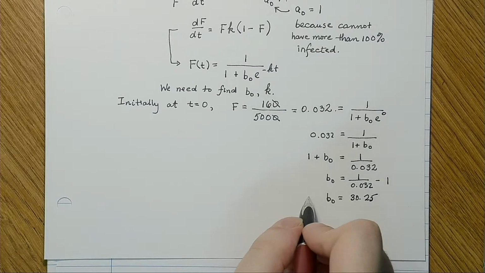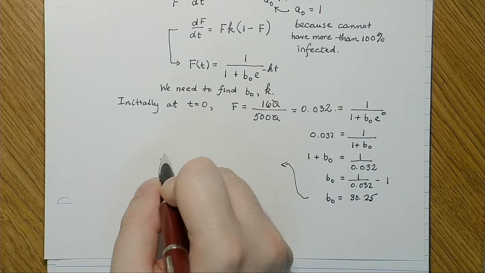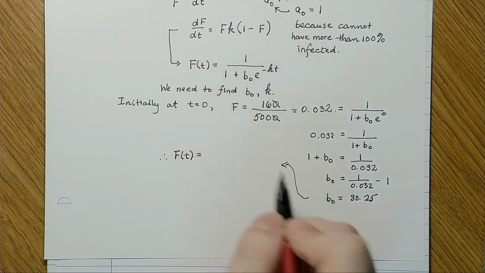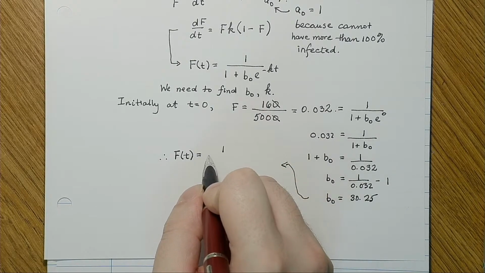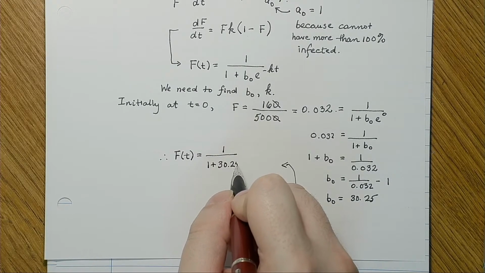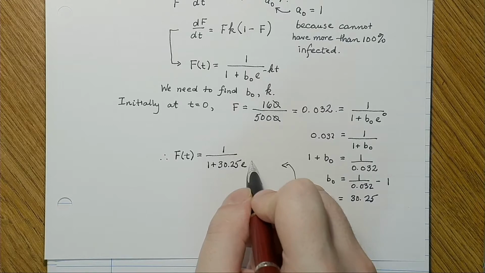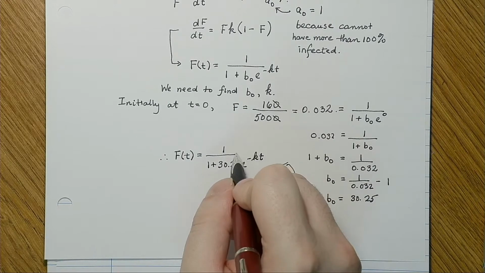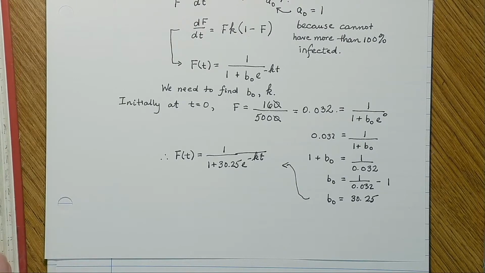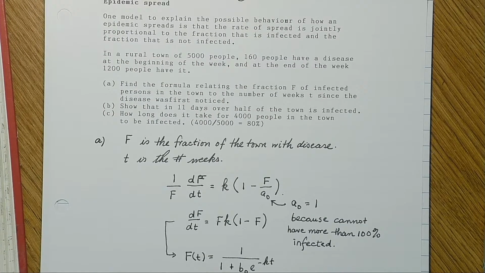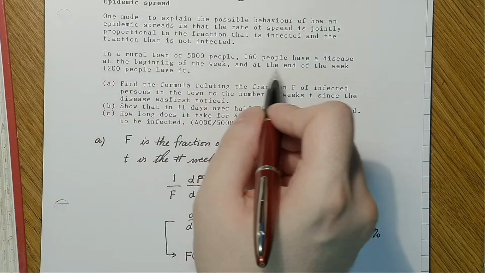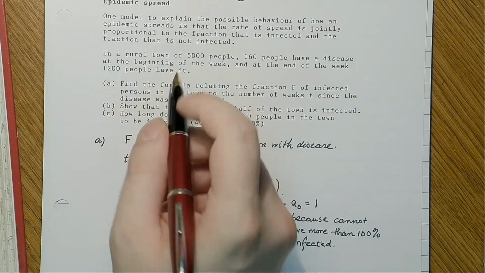So from that, therefore, my equation for this town is 1 over 1 plus 30.25 e to the minus kt. Oh yes, and I still haven't found that k yet. So I need to use that second piece of information. So this was the first part here, and then I have the second part, which is at the end of the week, we have 1,200 people have it.